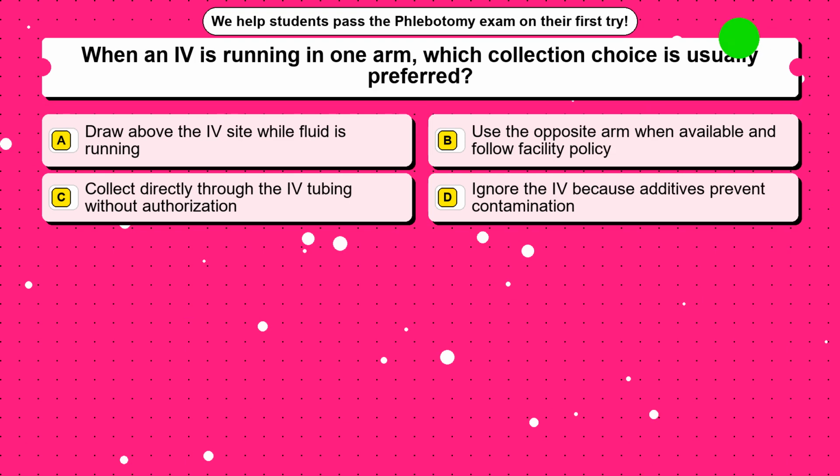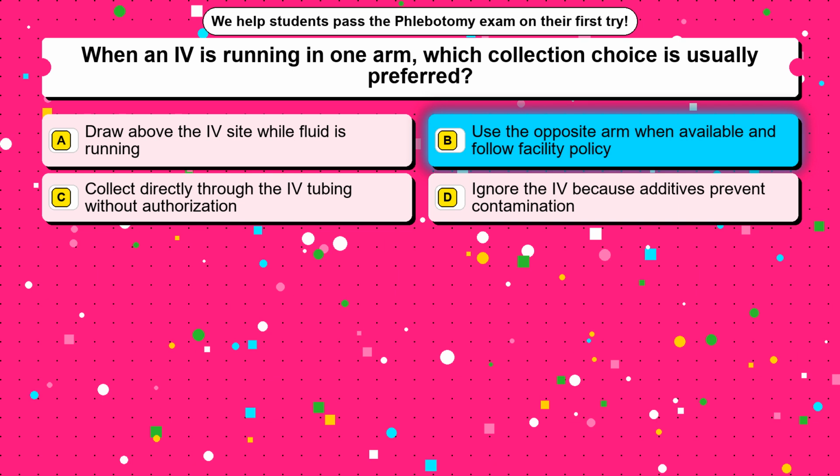Question 42. When an IV is running in one arm, which collection choice is usually preferred? Option A. Draw above the IV site while fluid is running. Option B. Use the opposite arm when available and follow facility policy. Option C. Collect directly through the IV tubing without authorization. Option D. Ignore the IV because additives prevent contamination.